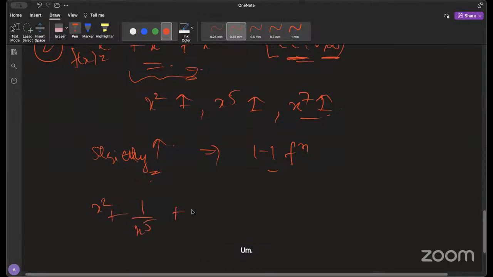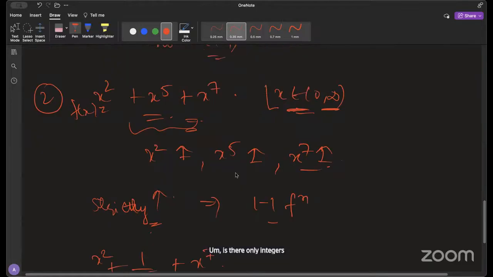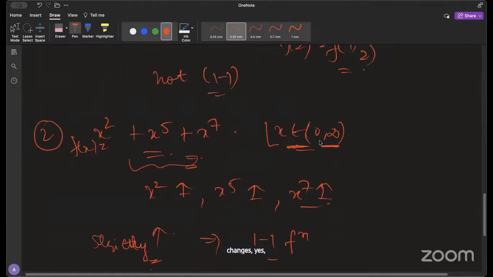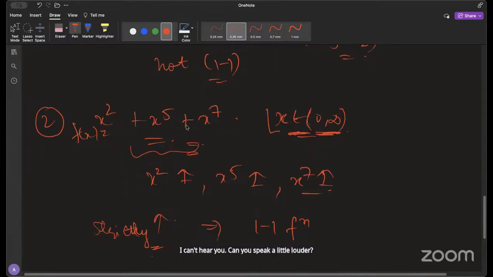Is there only integers in the domain? Yes, there are integers in this set, there are integers in the domain. Ma'am, is it only integers or decimal numbers also? This includes everything. 0 to infinity includes everything starting from 0 till infinity, that means till forever, starting from 0.